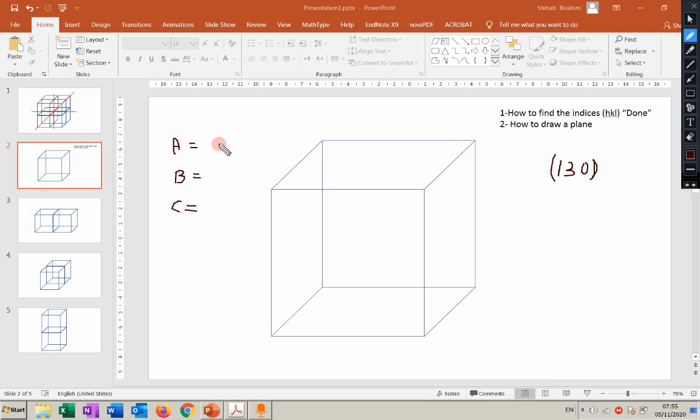1 over 1, I'm not going to write them all. 1 over 1 is 1, 1 over 3 is 1 over 3. Just keep them simple. 1 over 0 will be infinity. Now we know this time that the plane is parallel to the z-axis.